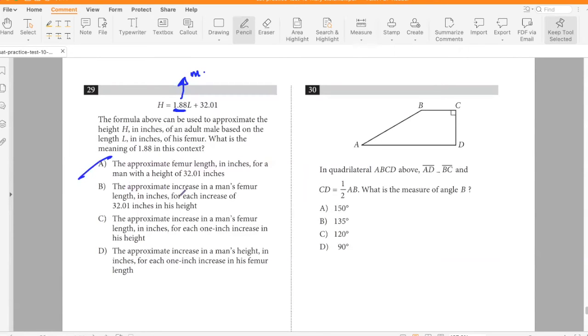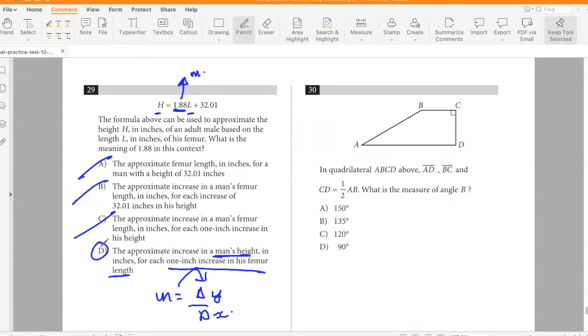The approximate increase in a man's femur length, no. The approximate increase in a man's height for each 1 inch increase in his femur length, right? Because m is delta y over delta x. So it is the increase in the y value, man's height, for each unit increase in the x value, which is the length of the femur. So D.